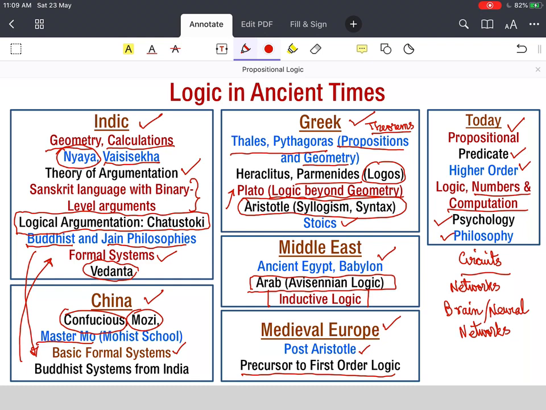So, how decision making occurs and how logic works is one of the most interesting topics in artificial intelligence. And today we shall do the first step of propositional logic.